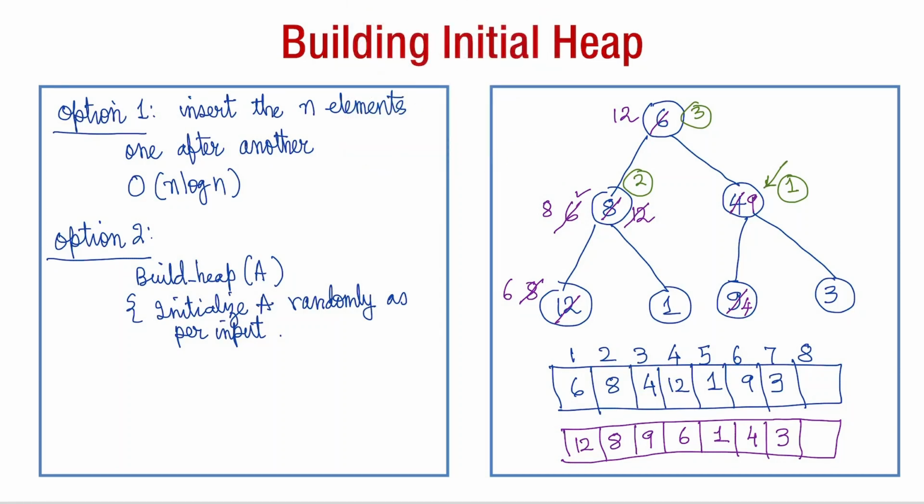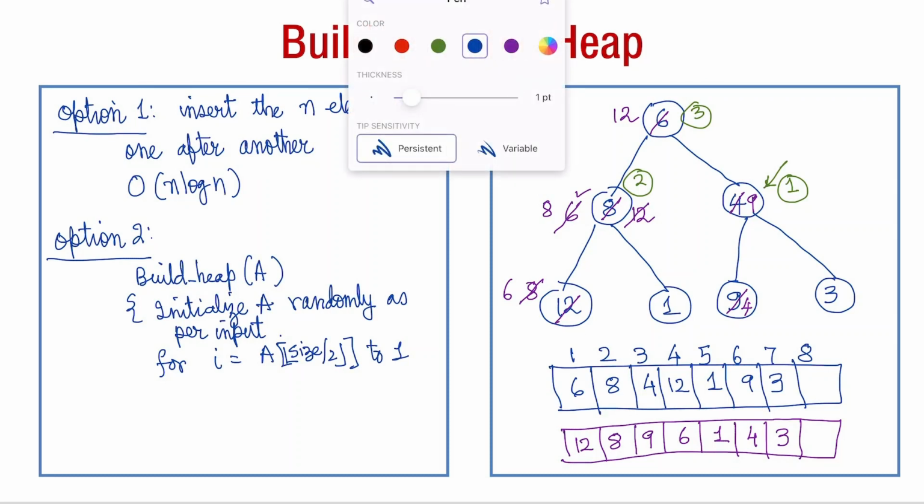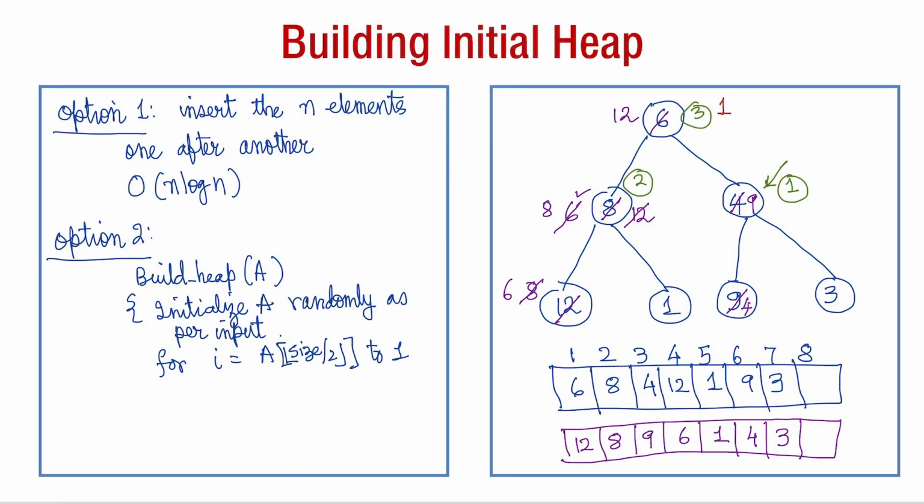The algorithm will do a for loop for I equal to array A size by 2 to 1. That means if there are 7 elements, I will start from 3, then I will do 2, then I will do index 1. So the indices here are, this is index 1, this is 2, this is 3, this is 4, this is 5, this is 6, this is 7.